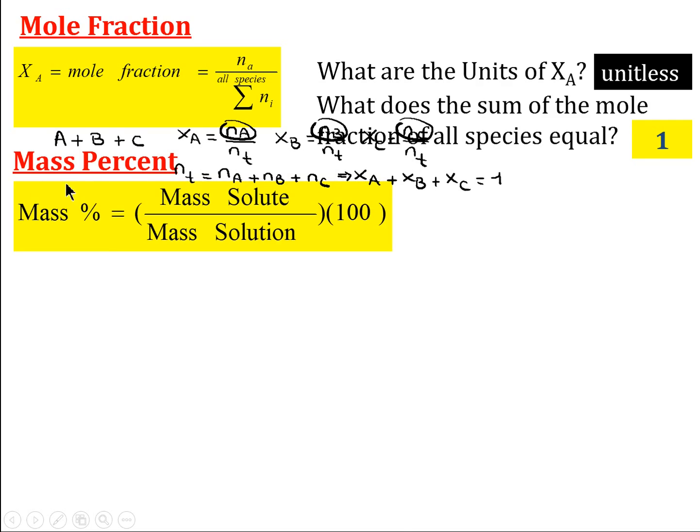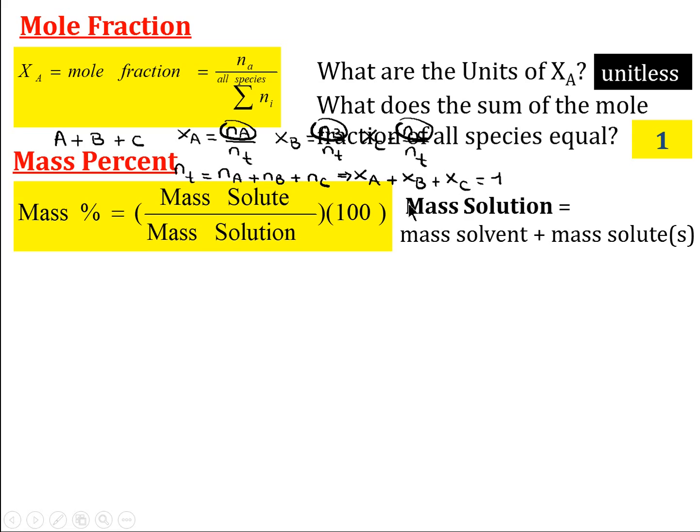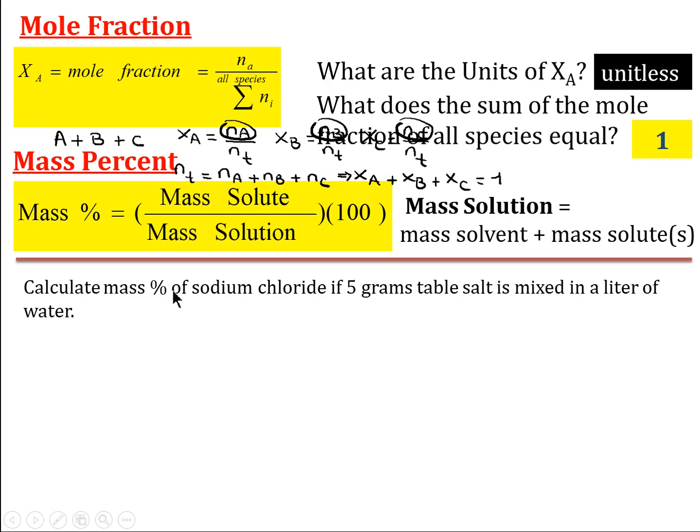The mass percent, by definition, is equal to the mass of the solute divided by the mass of the solution times 100. And pay attention that the mass of the solution is equal to the mass of the solvent plus the mass of the solute. A direct application: calculate the mass percent of sodium chloride if 5 grams of table salt, sodium chloride, is mixed in 1 liter of water.